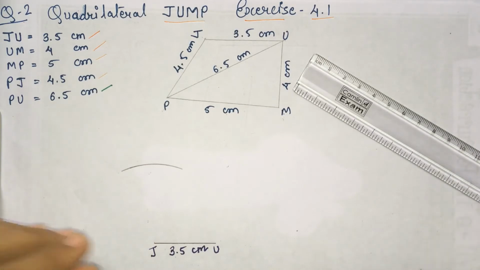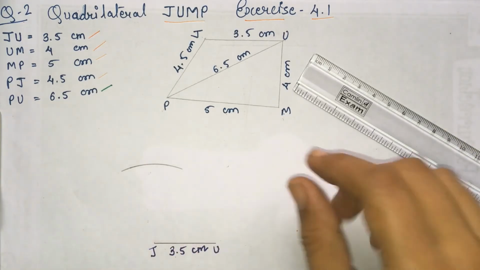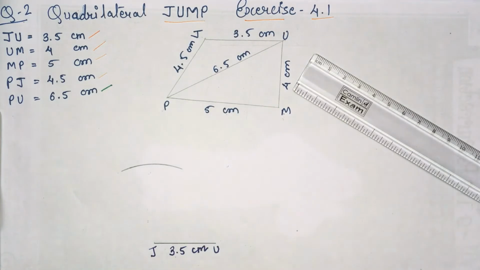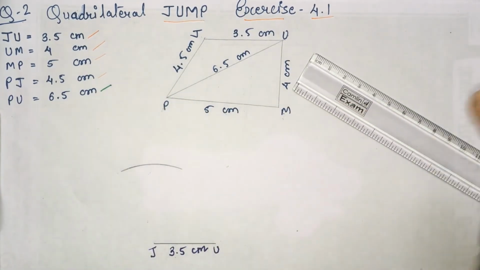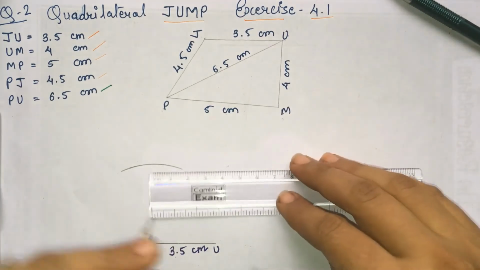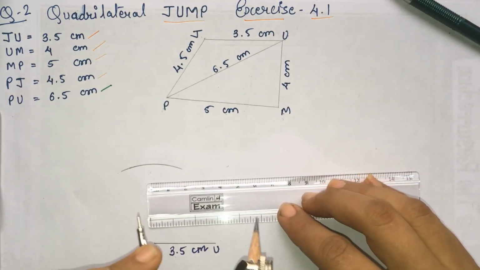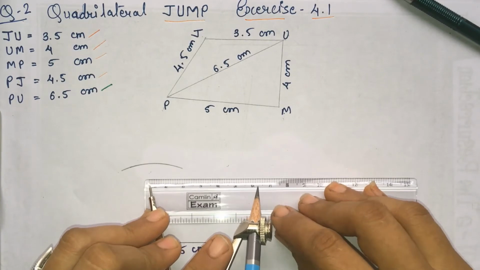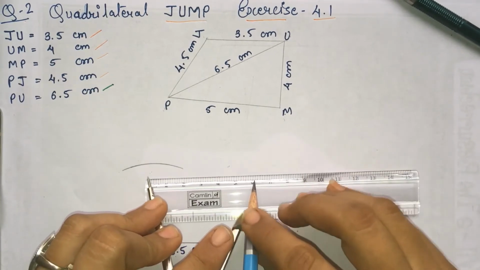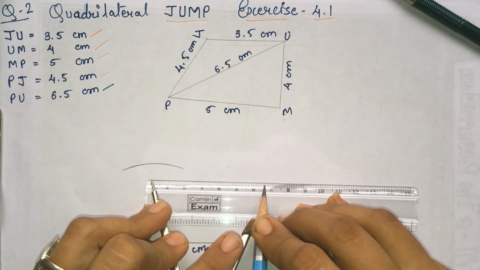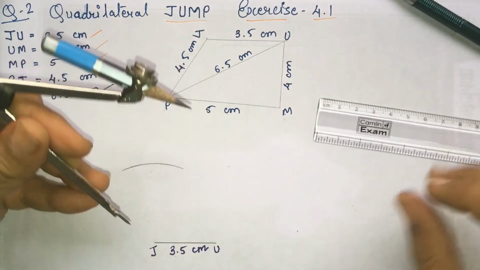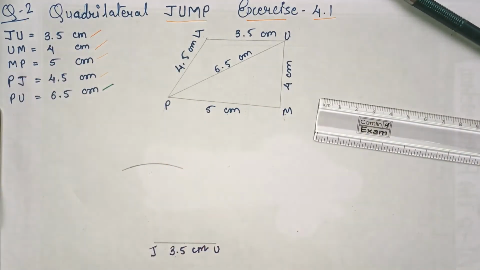Next we have to take another radius, that is 6.5 centimeter, because PU we are given is 6.5 centimeter. So taking 6.5 centimeter on the scale, this is 6.5 centimeter radius. So now this measurement is 6.5 centimeter.